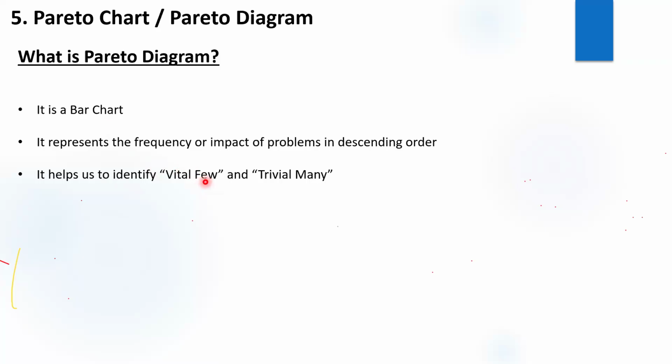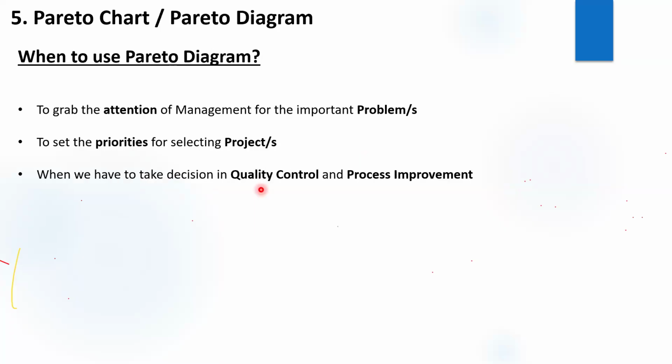So what is Pareto? Once again, I will repeat. It is a simple bar chart. Again, I am telling you, it is a visual tool. The beauty of quality tools is that these are visual tools. So it is a bar chart, a visual tool, and it represents the frequency or impact of the problems in descending order. It helps us to identify the vital few.